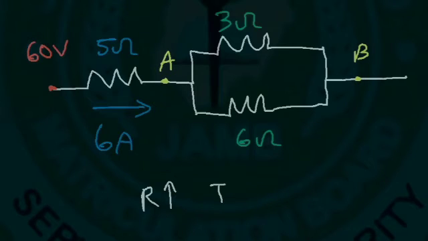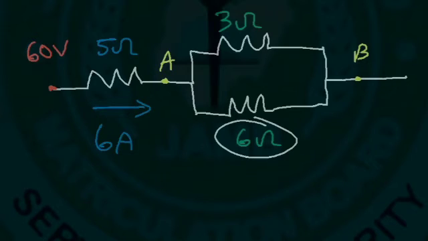So the resistor that has the higher value has less current. So the 6 ohm resistor, since it has twice the value of the 3 ohm resistor, is going to have half the current compared to the 3 ohm resistor. So the 3 ohm resistor is going to have 2 times as much current as the 6 ohm resistor.